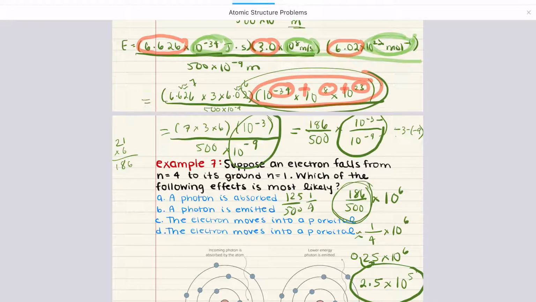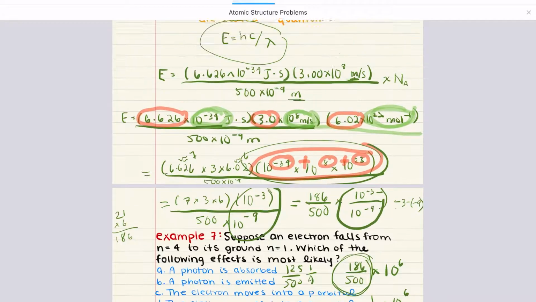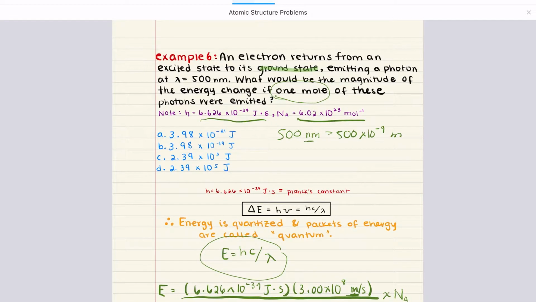I'm sorry that our math kind of bled through the next problem, but we'll erase this when we get to problem 7. So let's see if we have an answer choice that's close to 2.5 times 10 to the 5th. That's going to be really close here to answer choice D.